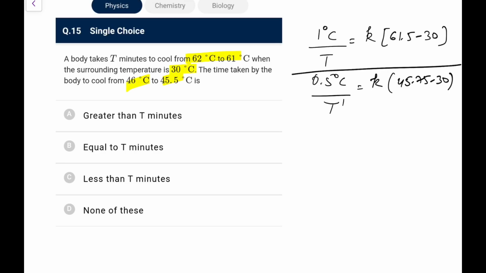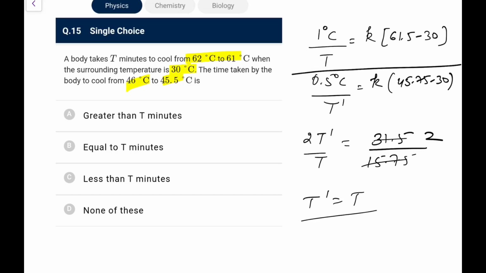So divide both. So what we will get is 2 t dash by t, and k k cancel, 61.5 minus 30, that is 31.5, and this is 15.75, so this is exactly 2. So t dash exactly comes out as t, that means it is equal to t minutes. That is the same answer we are getting.